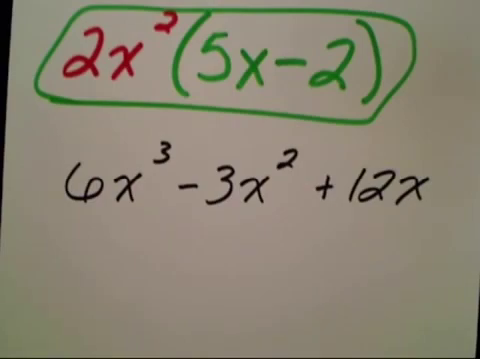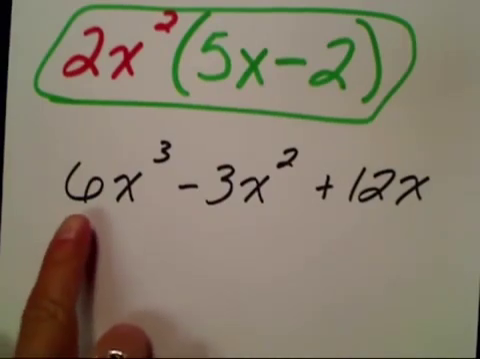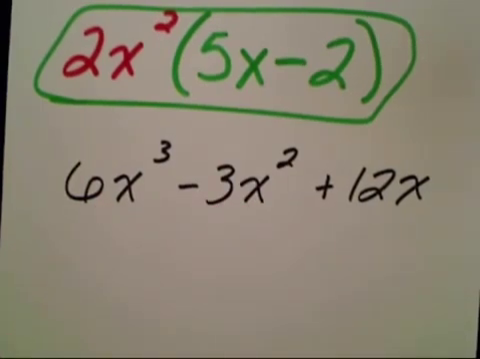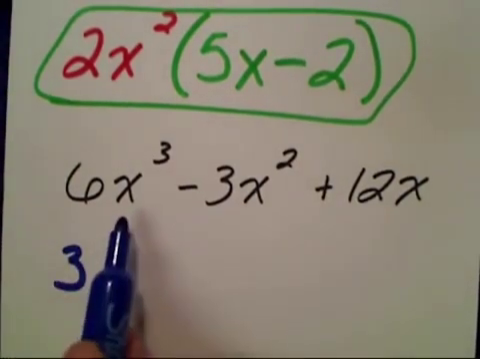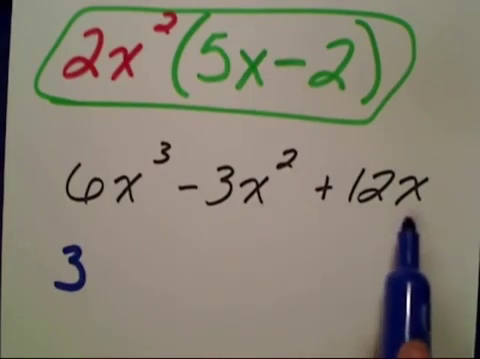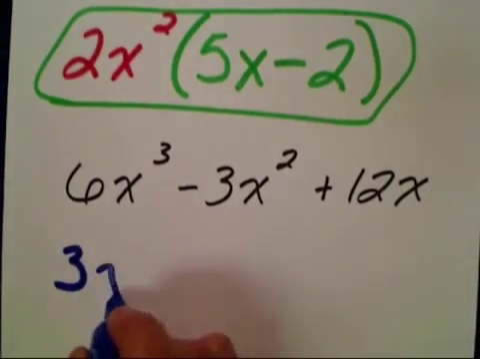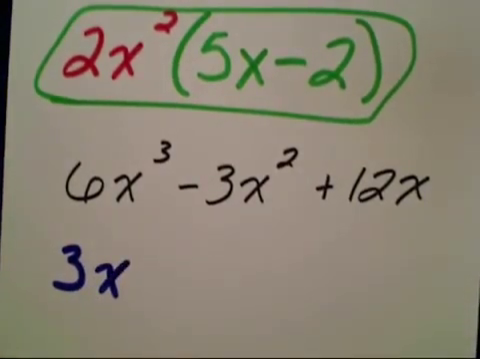Let's start another one. 6x cubed minus 3x squared plus 12x. Now here we just have a third term, but the same thing goes. The common factor has to be common in all 3 terms. It's all or nothing. So the greatest common factor of 6, 3, and 12 is 3. The greatest common factor of our variables is the smallest exponent, so it's that x, which is, once again, x to the first power.